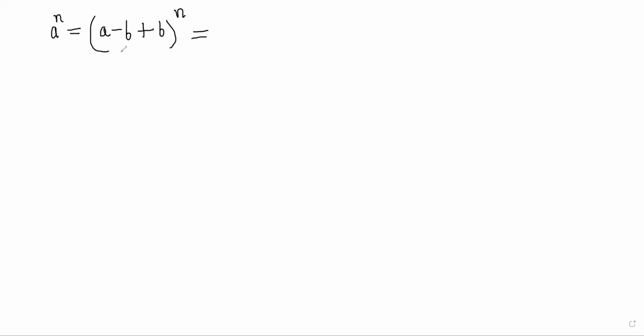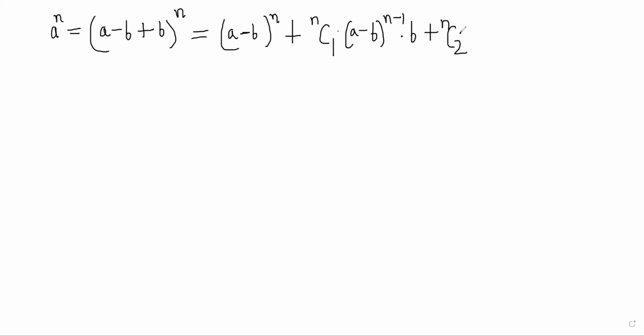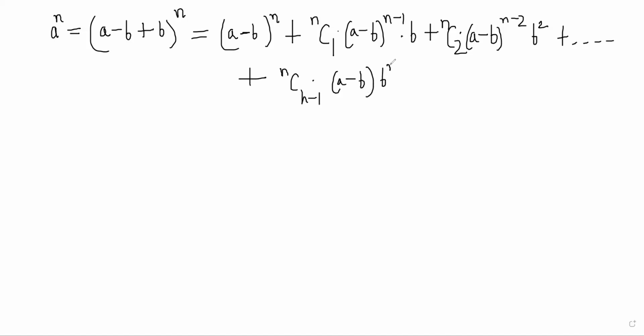And now I'll apply the binomial theorem on this expression, and this will be (a - b)^n + nC1 (a - b)^(n-1) b + nC2 (a - b)^(n-2) b^2, and so on till we get nC(n-1) (a - b) b^(n-1) + b^n, right? This is my expansion of a^n by using this a - b + b trick, right?